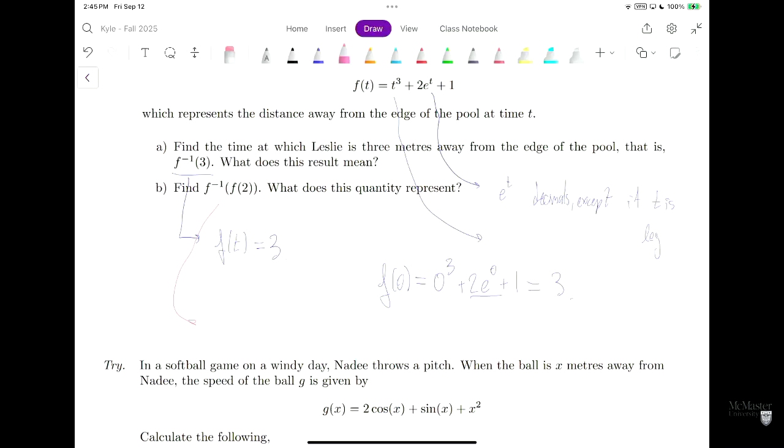So I'll say it one more time. When we say f inverse of f of 2, we're saying, what is our time at the distance we're at when the time is 2? I know that sounds jumbled, but in particular, when we have the inverse of a function applied after the function, they can cancel. So our f inverse and our f cancel. And that gives us 2.